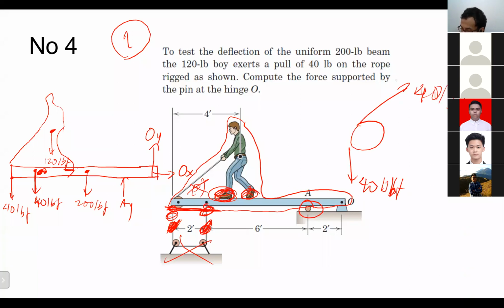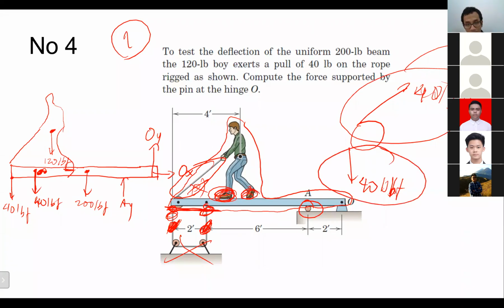This tension force is considered as internal force, right? But this one is considered as an external force. That's why it's going downwards. Correct, Matthew? Yes. That's it.